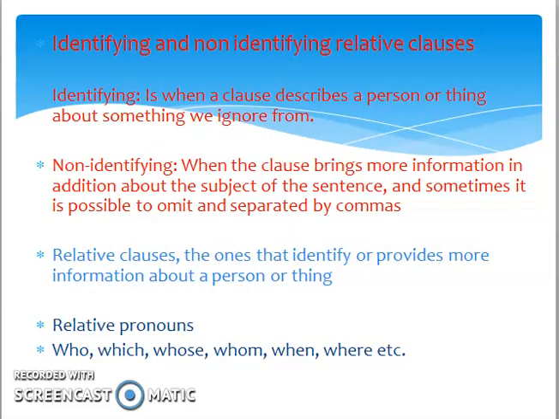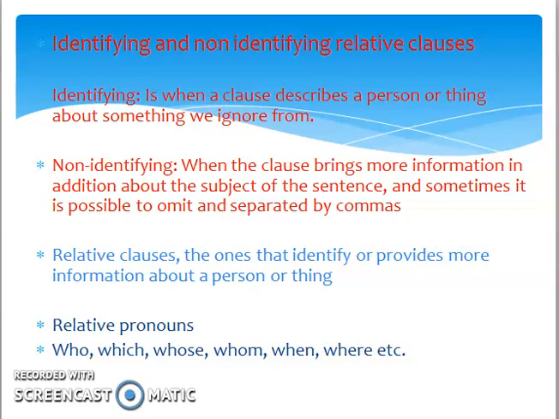Now, as part of the grammar parts that come in this unit, we have identifying and non-identifying relative clauses. We have a small summary here that says identifying is when a clause describes a person or thing. This means that with this resource, we provide exact details about a person or thing, intending to let the other people figure out images or pictures of the subject we talk about in the sentence.